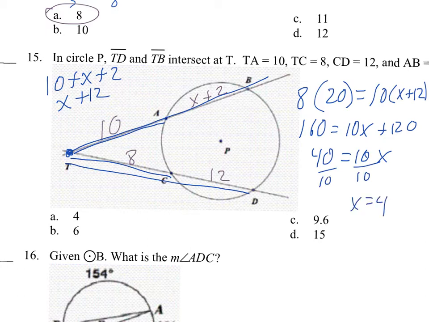Now be careful, because they're wanting the measure of AB. AB was not x, it was x plus 2. So we have to plug in 4 plus 2, which is 6. That is our answer.